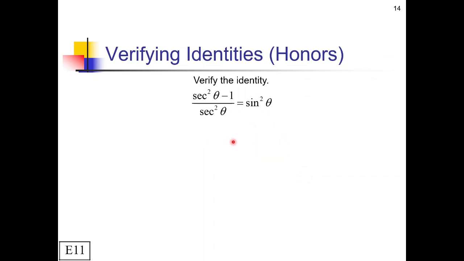Here's our next example. Pause the video and try this one out. Alright, so let me work on the left side here. It looks a lot less simple than the right side. So there's a couple ways I could go on this.